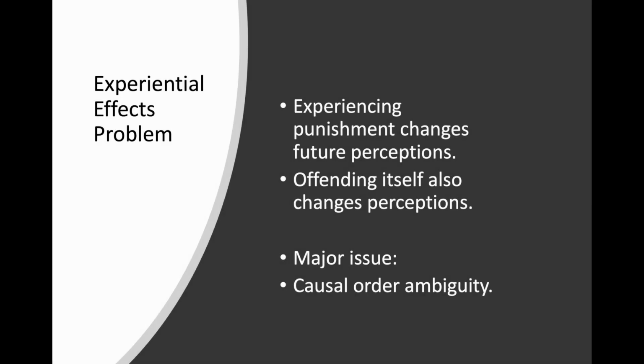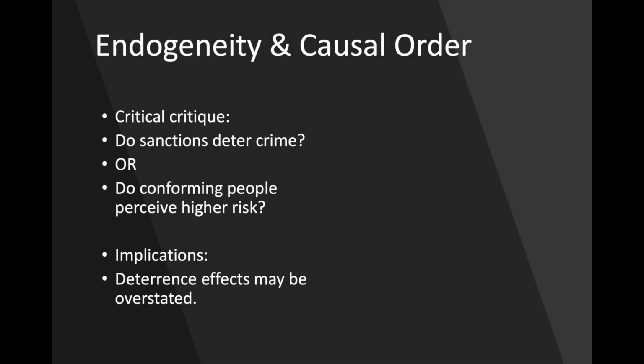Now we move into the experimental effects problem. So this is a critical methodological issue in deterrence research. This issue was heavily discussed in the work of Salzman, Paternoster, and Waldo and Chiricos. The final issue in this section is endogeneity and causal order. This is perhaps one of the more sophisticated methodological critiques of deterrence theory. The core problem is, do sanctions deter crime, or do law-abiding individuals simply perceive punishment differently than offenders?